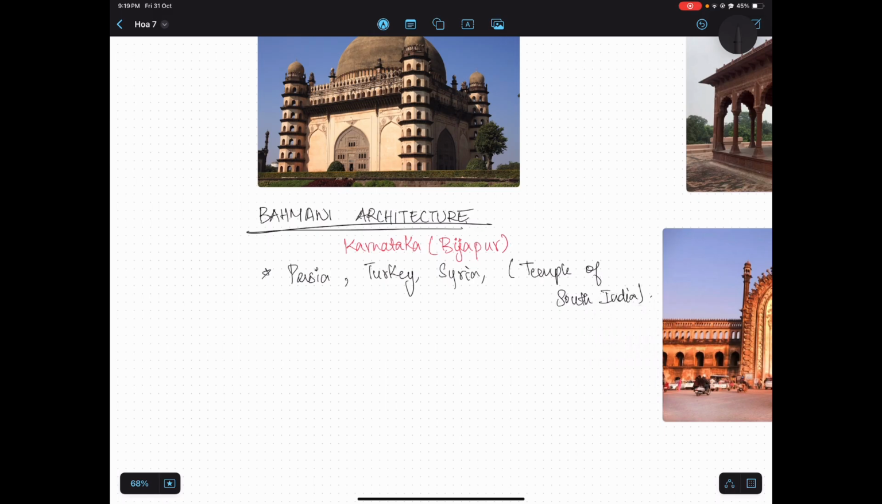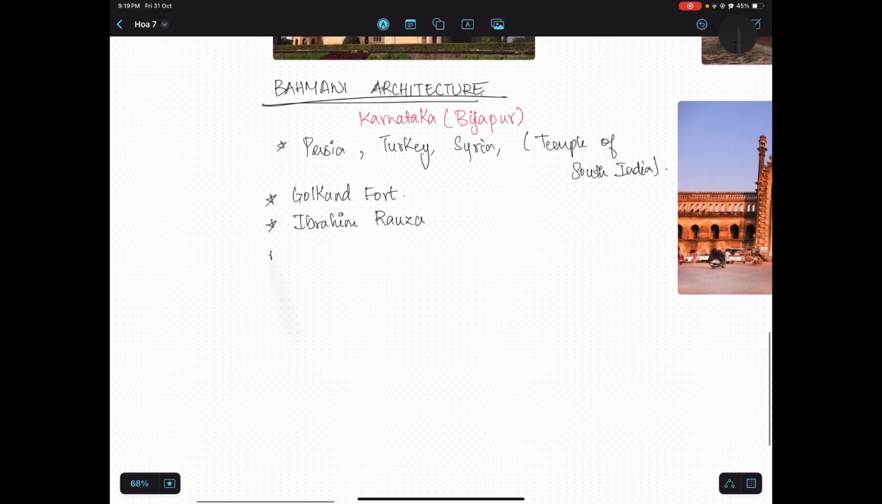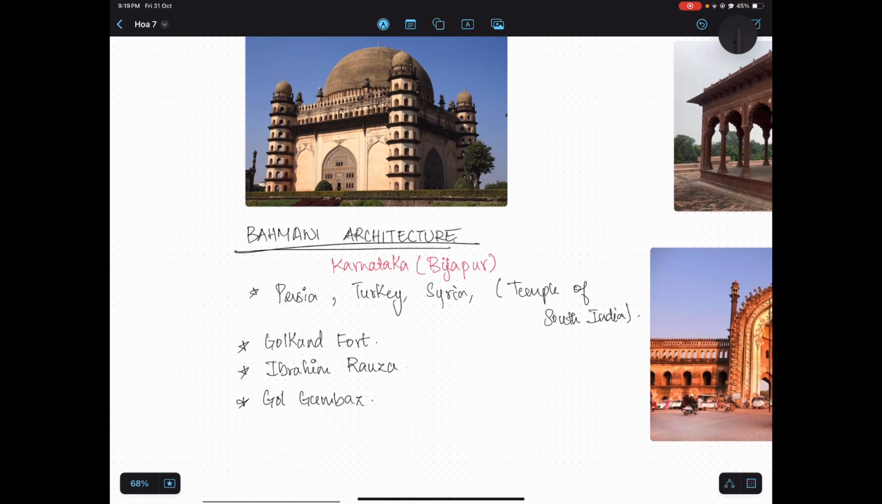Now if we talk about important structures of Bahmani architecture, we have our Golconda Fort and Ibrahim Rauza. Now Rauza, we talked about it: a tomb and a mosque in the same compound is called a Rauza. Another example is Gol Gumbaj.